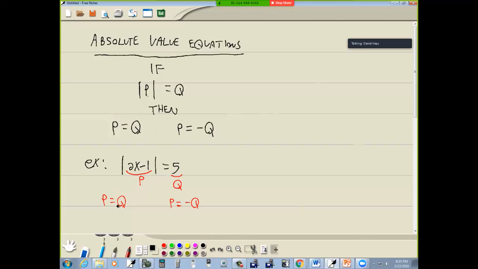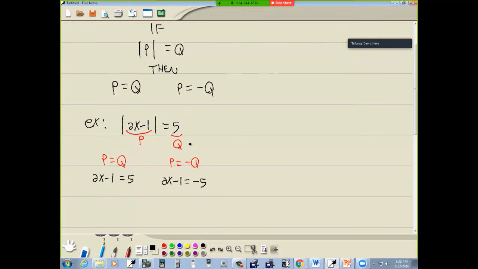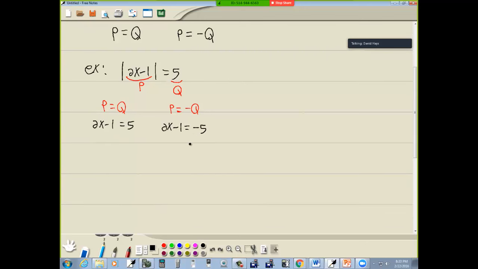So now everywhere I have a P in my formula, I'll plug in 2x minus 1, and everywhere I have a Q, I'll plug in 5. So I got 2x minus 1 is equal to 5, and I got 2x minus 1 is equal to negative 5. Now at this point, after you've applied that formula, these are both linear equations.